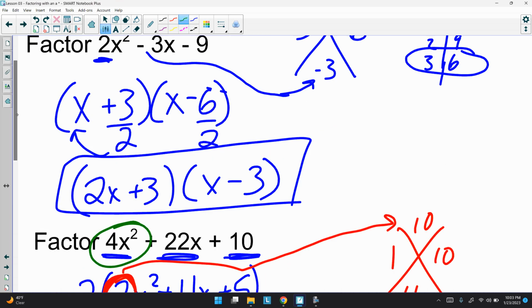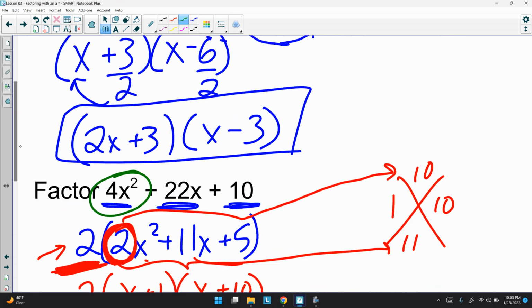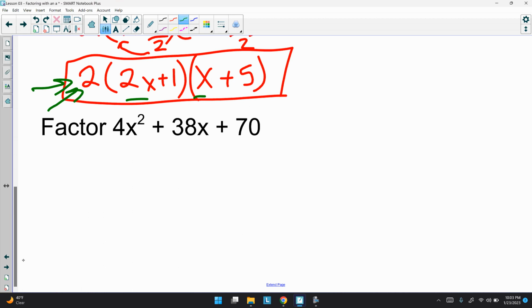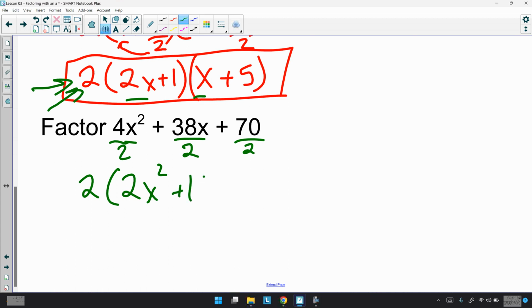Number 4, again, I see some greatest common factors in the work. In fact, looks like it's going to be a 2 again. So 2, let's see, 4, 2, that's 2x squared again. 38, I'm pretty sure that's 19x, and that is going to be 35. Bing, bang, boom. All right, big old X.